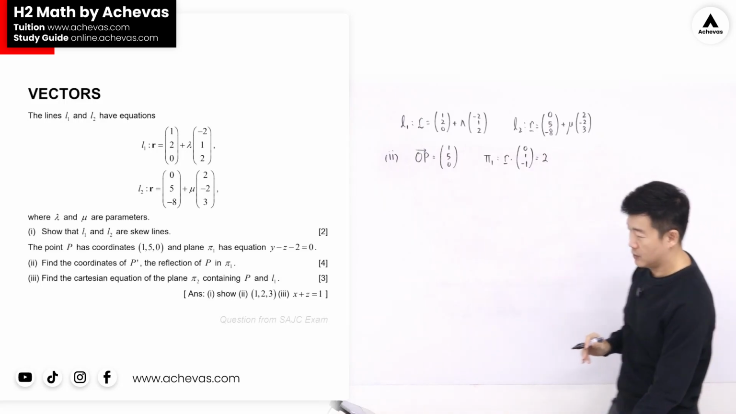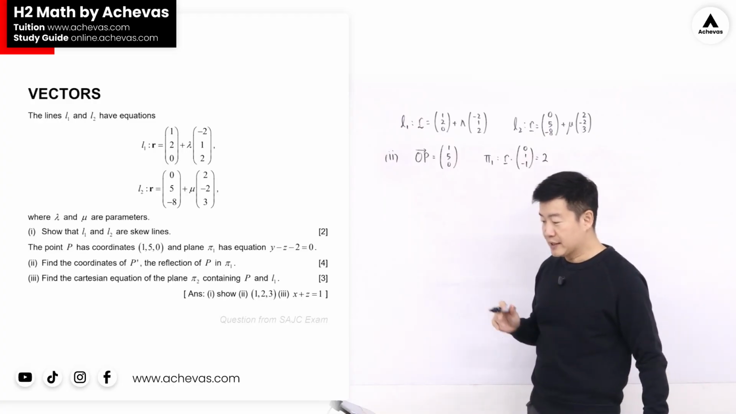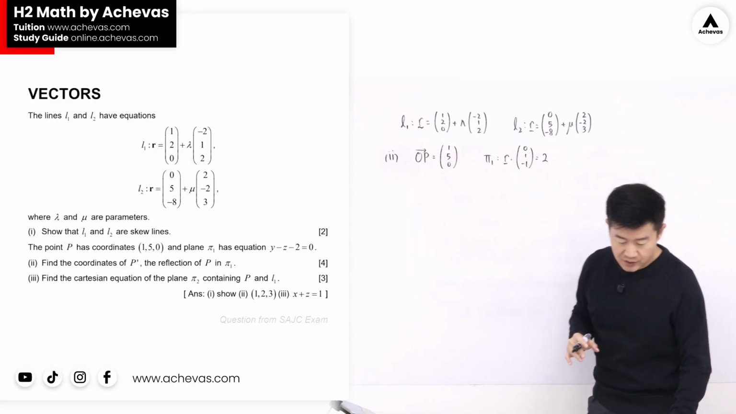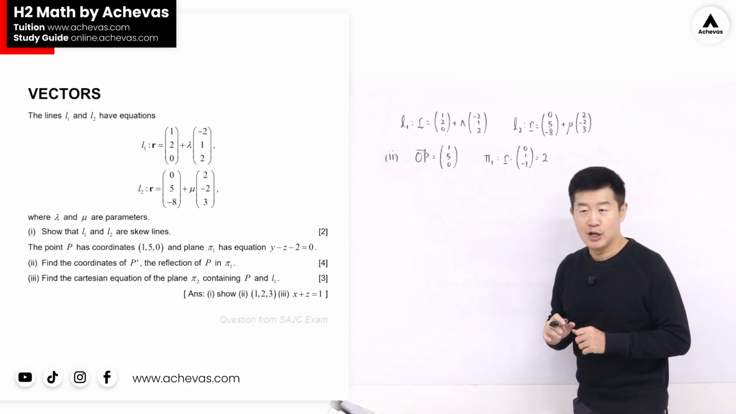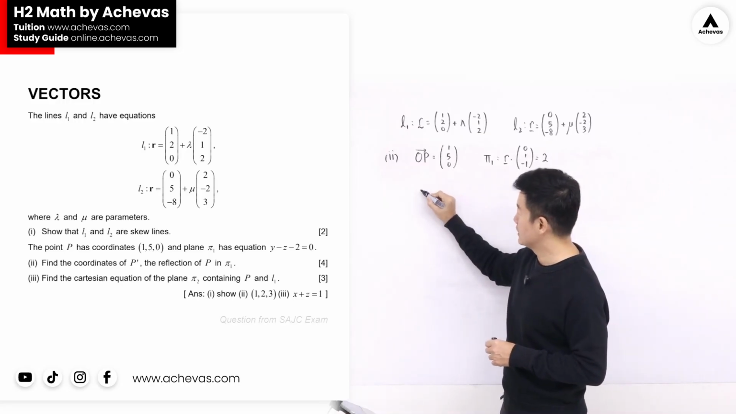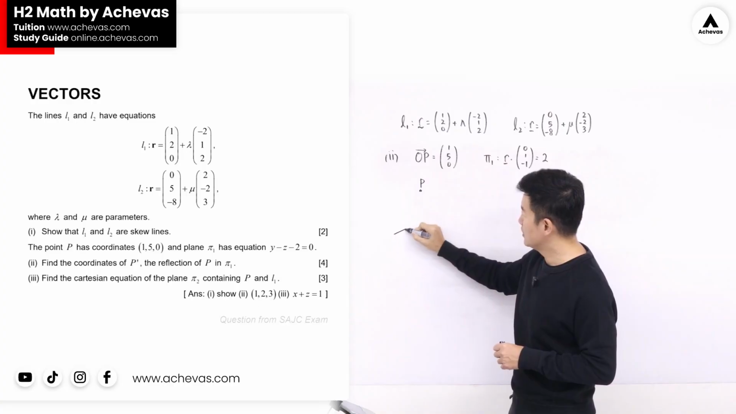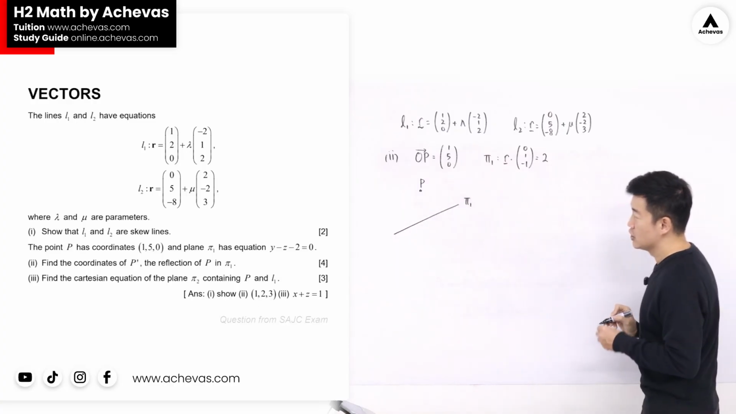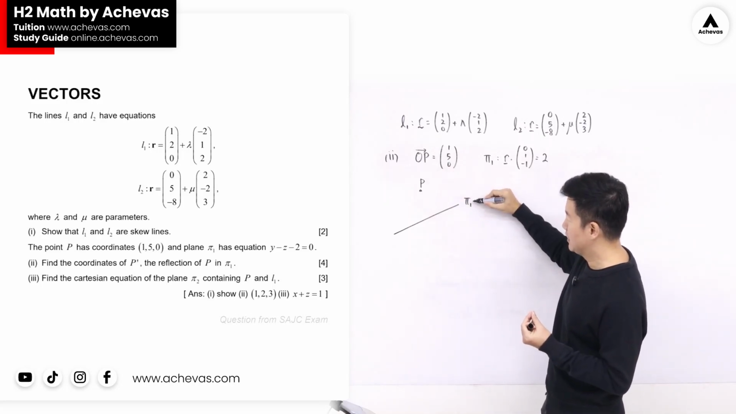So with this, we are supposed to find the coordinates of P prime, which is the reflection of P in the plane pi 1. In order for us to do this, let's get the geometrical logic of the situation correct. So we are looking at, let's say, point P, which is here, and assuming that we have the plane pi 1, let's say it is here. So we are talking about P prime, which is a reflection of P in the plane pi 1.